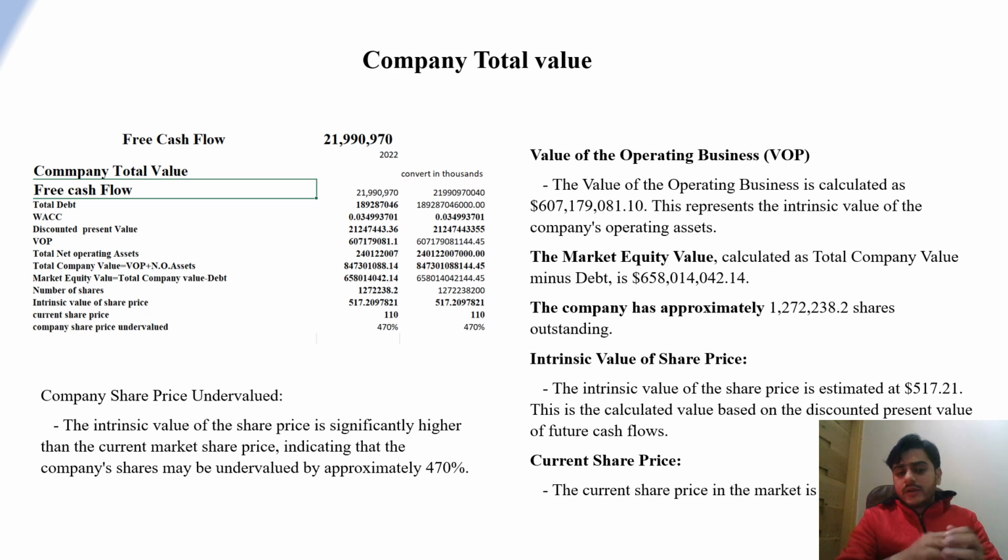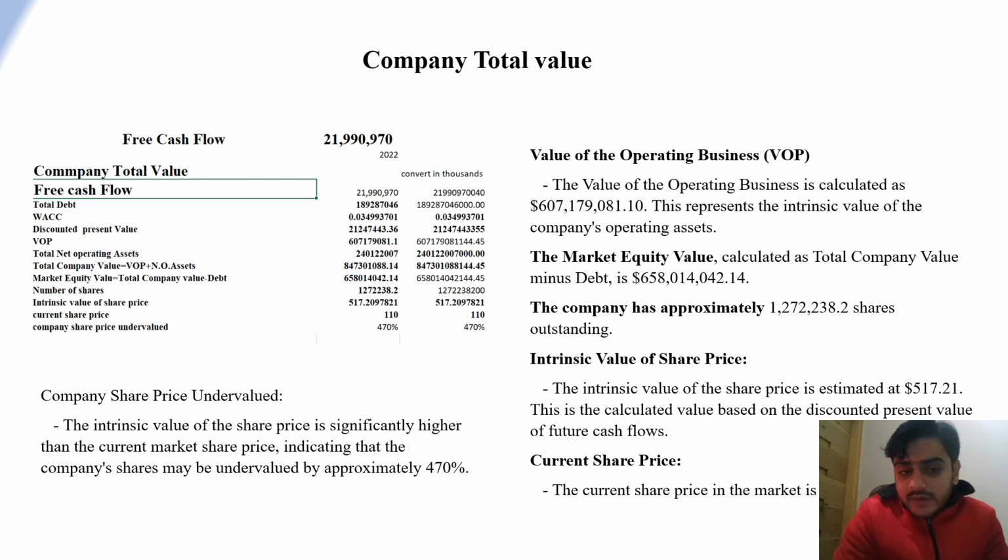We are calculating the company's intrinsic value by the free cash flow model. The value of operations of the business is 16 crore 71 lakh 79,081 rupees. The company's current price is approximately 110 plus, but the intrinsic value of the share price was 517 rupees, which means the share was undervalued by approximately 470%. So the company is very strong and highly recommended for purchasing shares, and the share price is highly undervalued, a huge 470% below the intrinsic value.